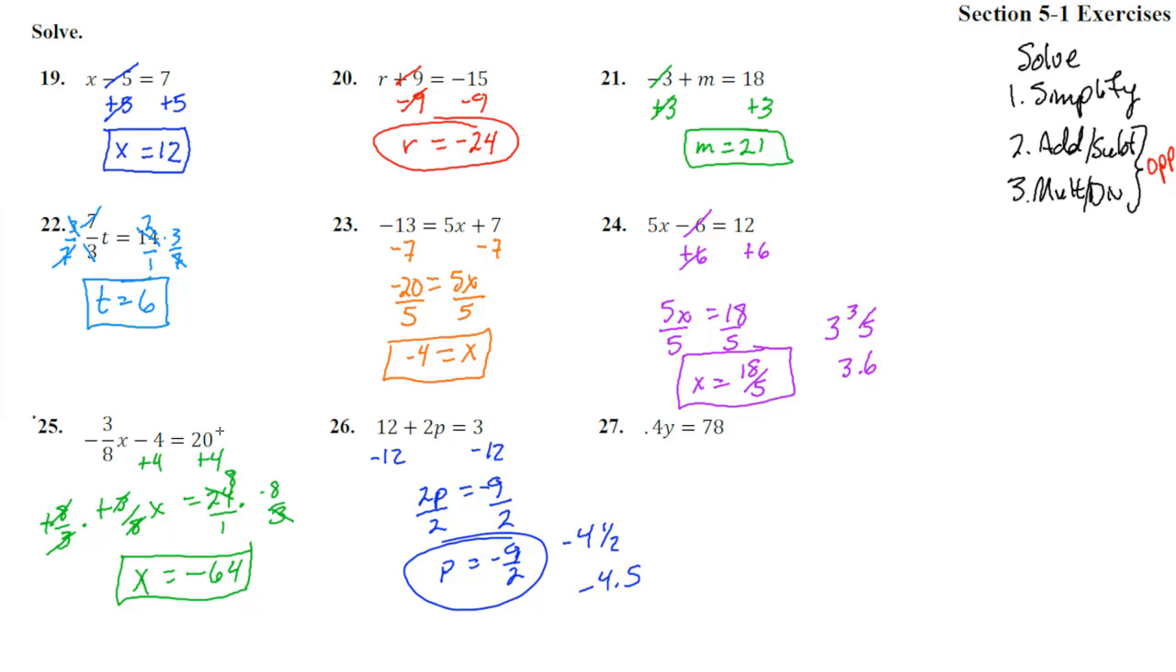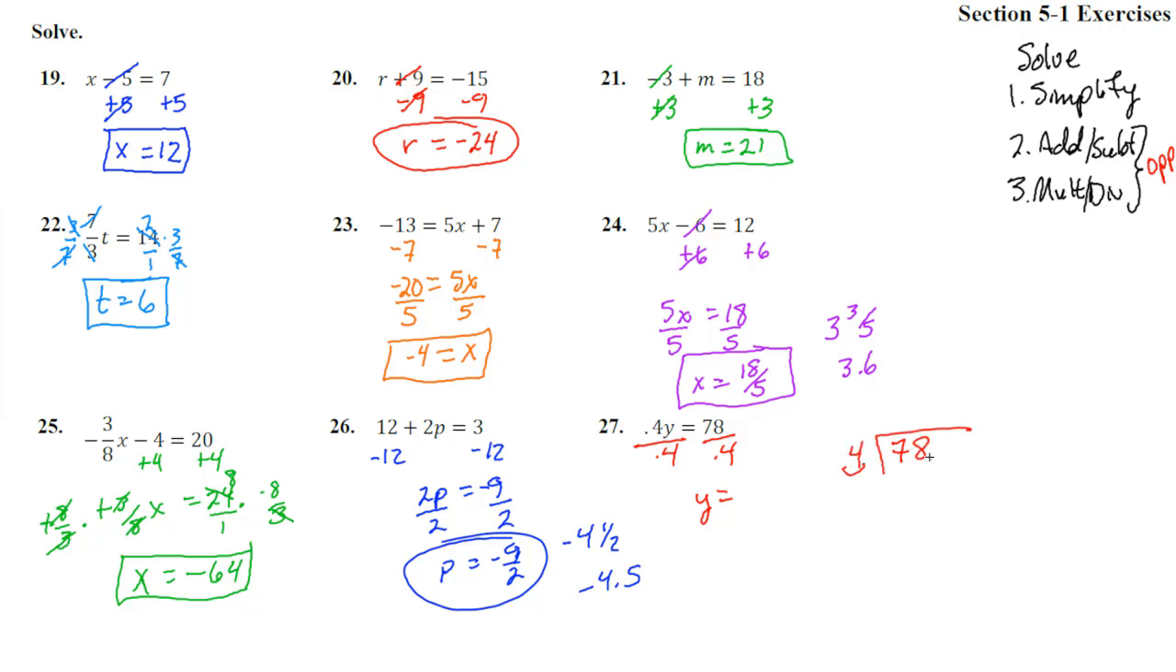Great, and the last one. 0.4y equals 78. There's nothing to add or subtract on here, so just divide by 0.4. Y equals, ooh, I'm going to have to do that one by hand. I don't know that one, 0.4.